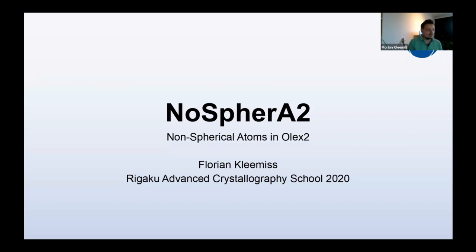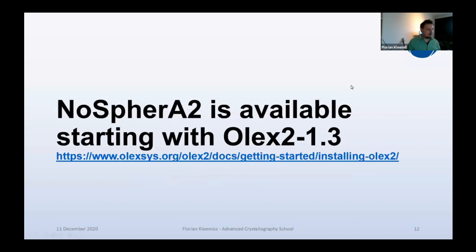It's really nice that you have me here. Thank you for the introduction and for the opportunity to present our latest features of OLEX 2 and NoSpherA2 in OLEX 2. So NoSpherA2 is the abbreviation of non-spherical atoms in OLEX 2. And it is available starting with OLEX 2 1.3 in the latest version. If you still use a version of 1.2, please go to the OLEX2 website and download a newer version, because NoSpherA2 is only implemented in the newest up-to-date version. If you don't see it, it is very likely that you do not have the correct version of OLEX 2 installed.